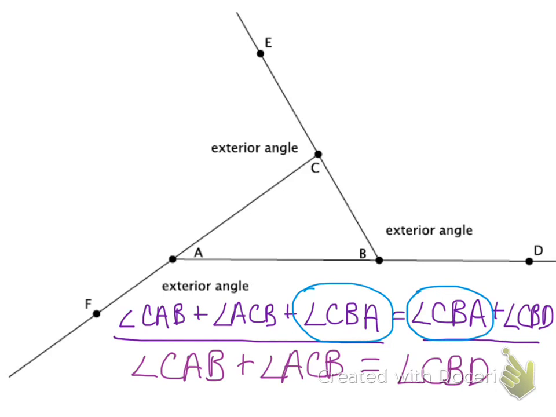So let's look at where those are. Angle CAB is this one, angle ACB is this one, and angle CBD is this exterior angle. Okay, so we've got names for CAB here and here. If we're talking about this exterior angle, then we're going to call these two remote interior angles.